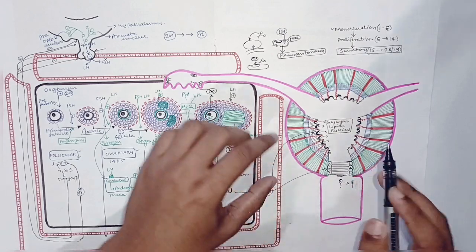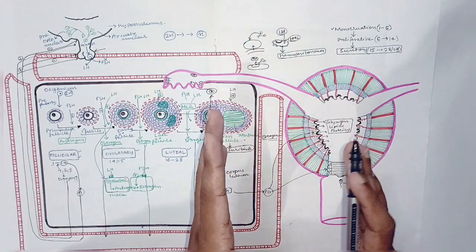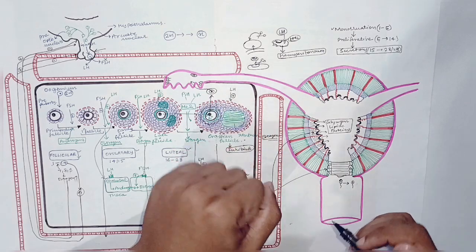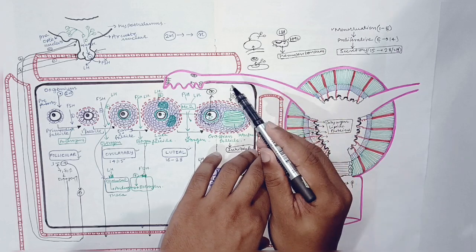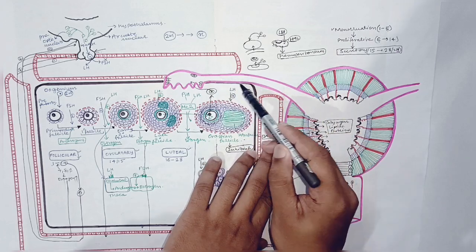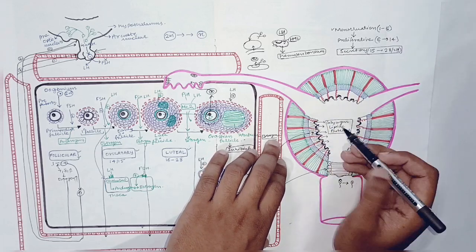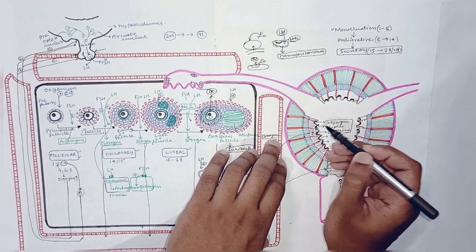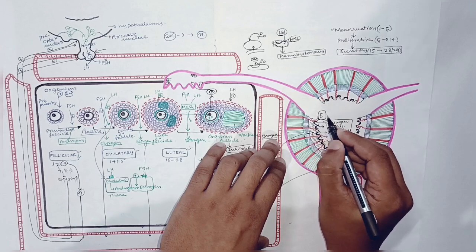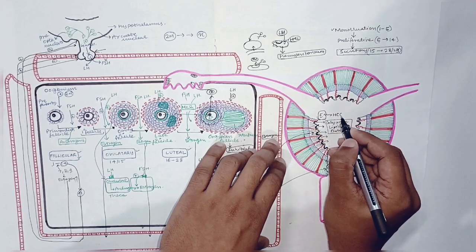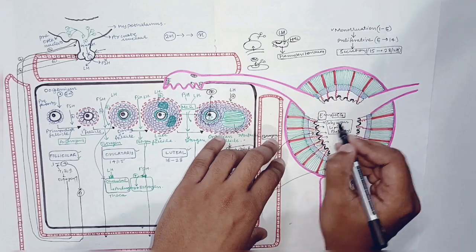Now we have two cases: either fertilization is occurring or fertilization is not occurring. Now if fertilization occurs, at day 14 it creates the blastocyst, and the blastocyst is implanted into the endometrium. Now the embryo releases a hormone. Suppose this is your embryo and it releases a hormone called HCG. What is HCG? HCG is actually the human chorionic gonadotropin hormone.